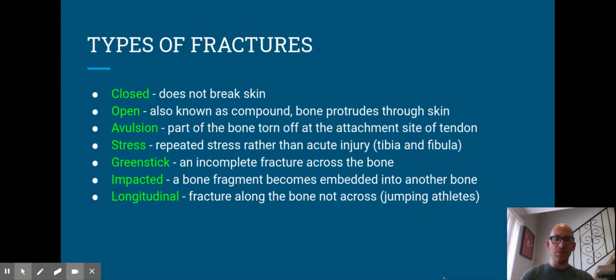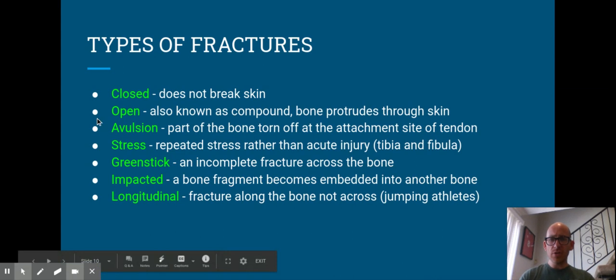Okay, so we're going to look at a bunch of different types of fractures, and I do have an assignment later this week, which is trying to identify these fractures from X-ray pictures that I've put up. So make sure you take good notes here.